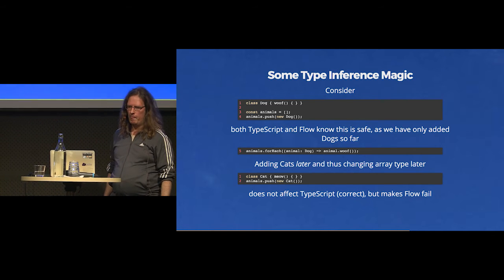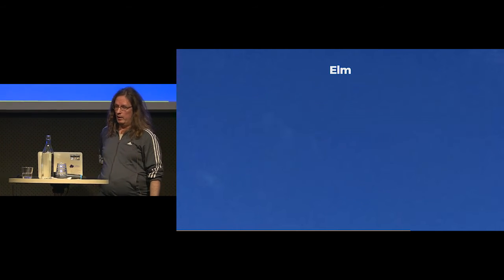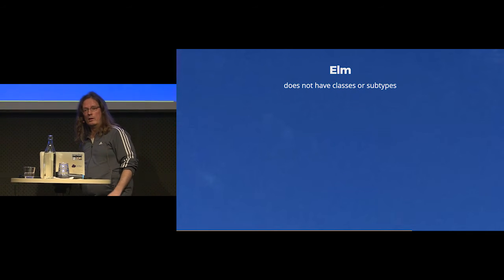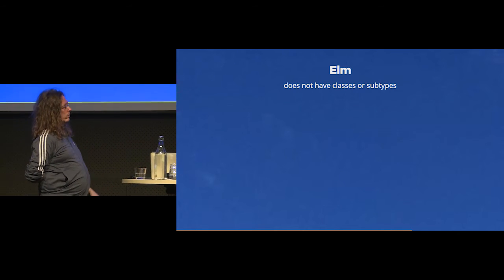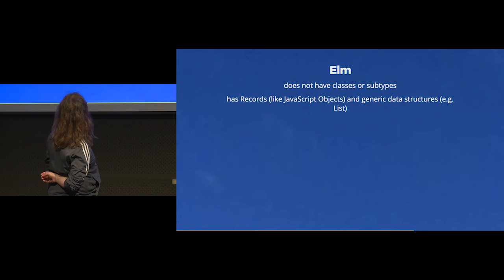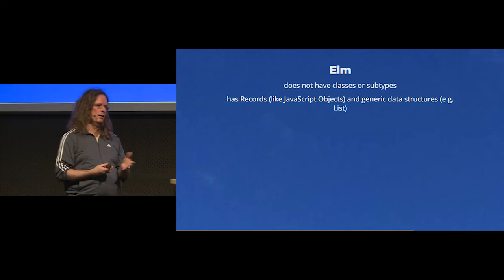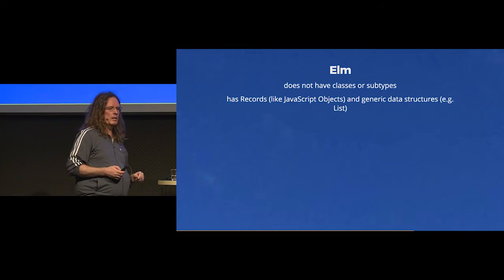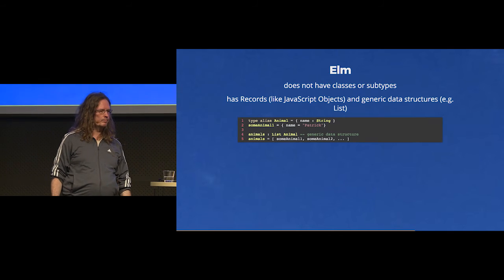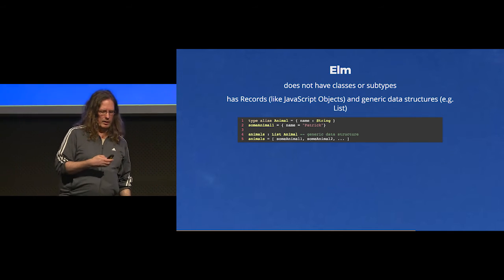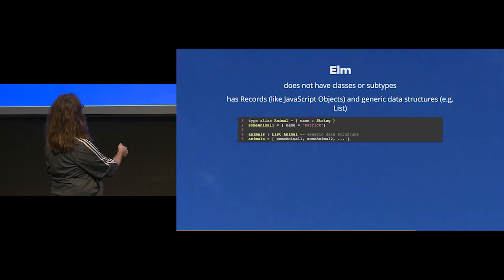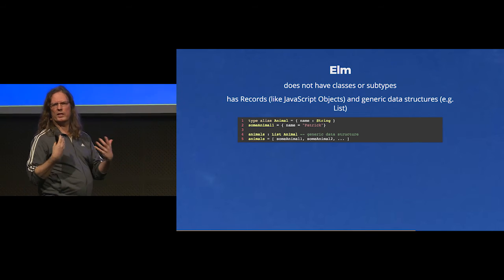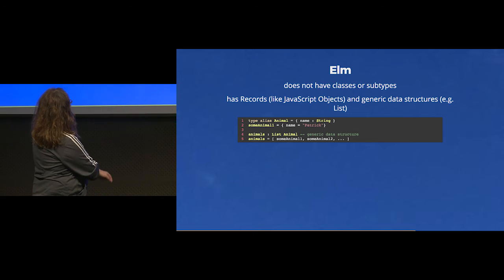I'm impressed. Good. What about Elm? It doesn't have classes or subtypes, and one of its mantras is simplicity. That makes it simpler. It has records, which are just like JavaScript objects. It has data structures like a list. So I create a new type. It's called Animal and has a field name of type string. Just the syntax is different, but you can understand that easily.